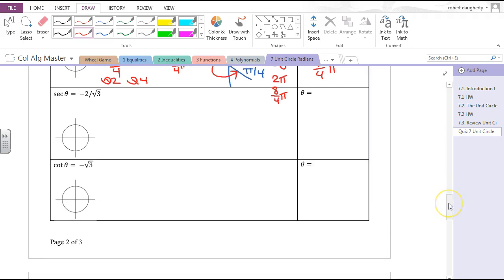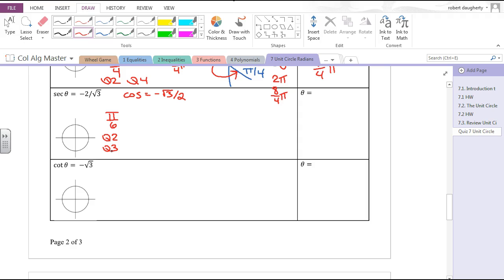Secant equal -2 over the square root of 3. Okay. Well, if the secant is -2 over the square root of 3, that means that the cosine is the reciprocal of that. So the cosine is negative square root of 3 over 2. Where on the unit circle is cosine square root of 3 over 2? Cosine's the x value. This is talking about pi over 6. But it's negative. Where is the cosine negative? That happens in quadrants 2 and quadrant 3.